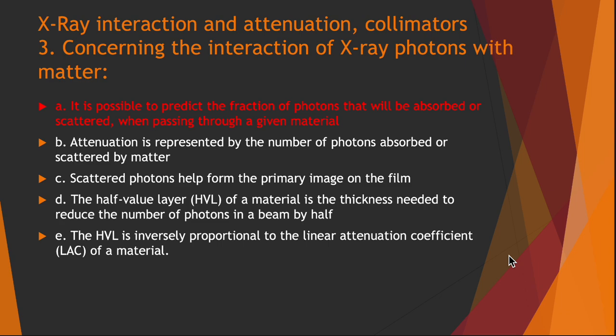The attenuation is represented by the number of photons absorbed or scattered by matter. The answer is true, because attenuation, as we know, is absorption plus refraction and reflection. So that means scatter as well as absorption.